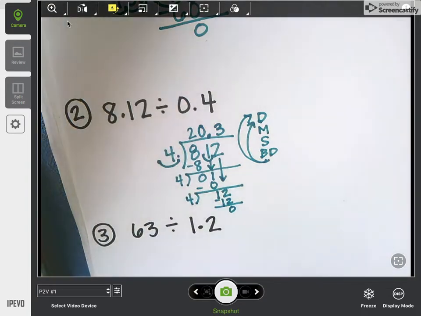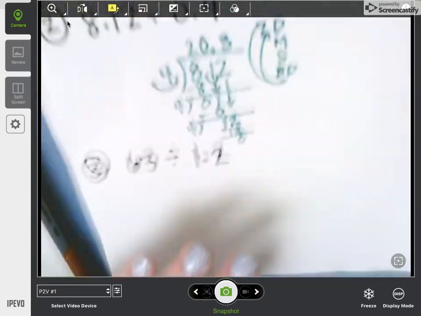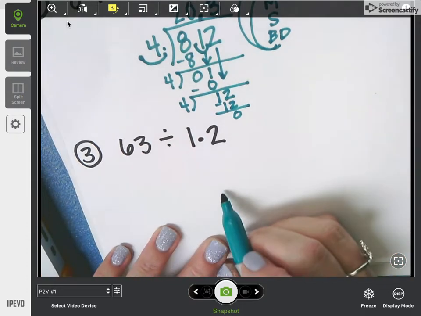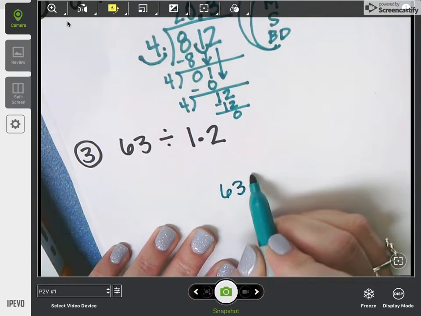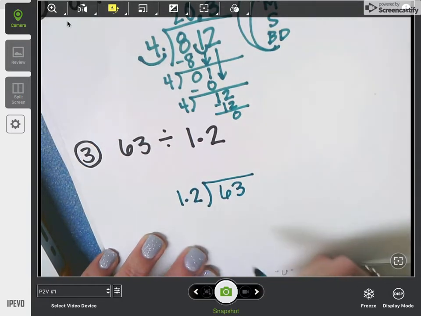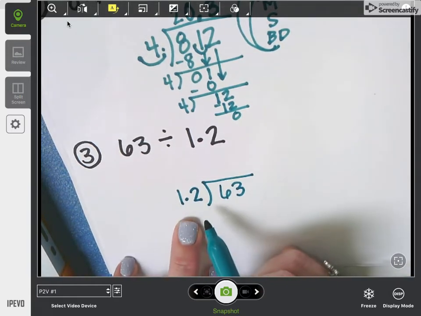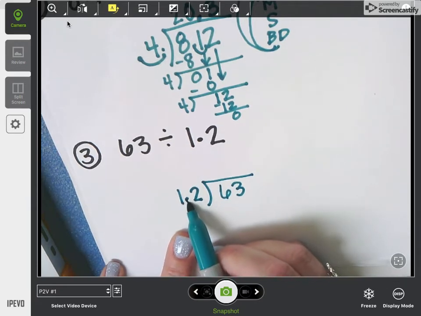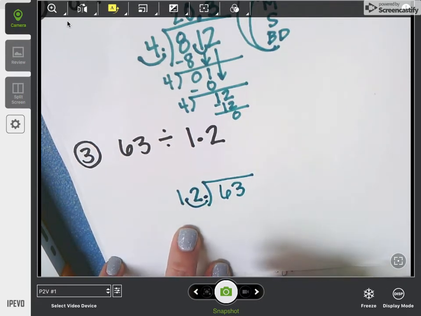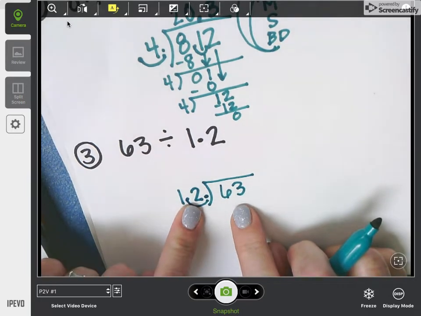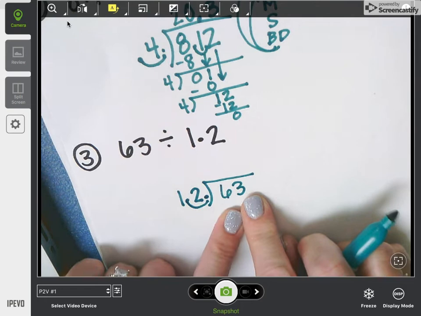We're finished. Our third and final problem is 63 divided by 1 and 2/10. So I begin by putting my 63 on the inside and my 1 and 2/10 on the outside. Remember, we cannot divide by a decimal. We need to make this a whole number. We have to move this decimal place one place to the right to make this a 12 now. Keeping things balanced, whatever I do to the outside, I need to do to the inside.